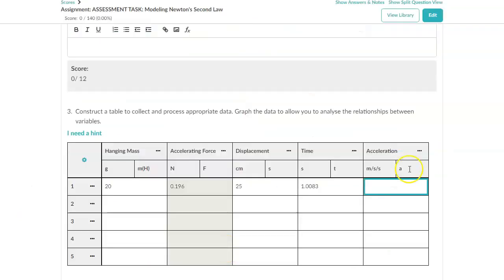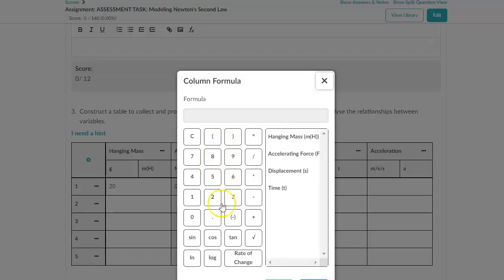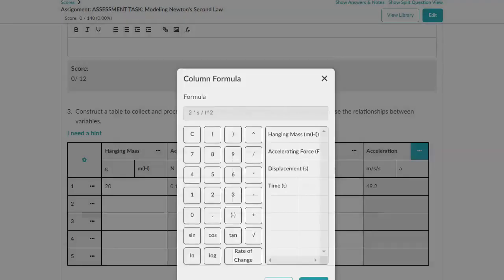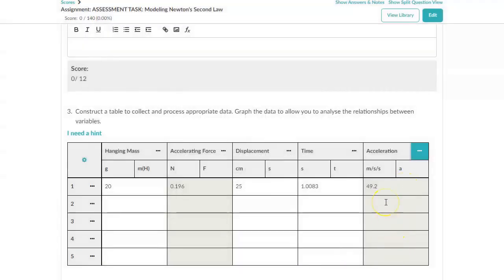squared. Okay, so 3 dots, change column formula. Got to be careful here because if you make a mistake, you have to repeat. So acceleration equals 2 times the displacement divided by the time squared. So we use this little hat symbol and then type 2 next to it. And again, I need to press the submit button and it will put the formula here.